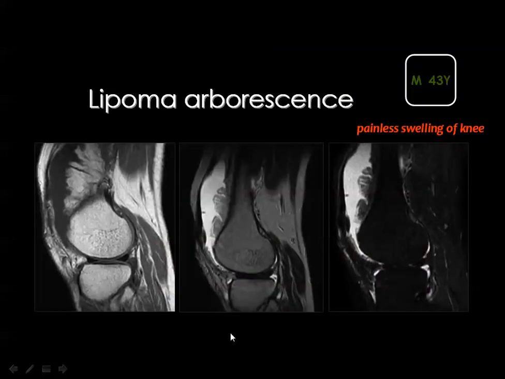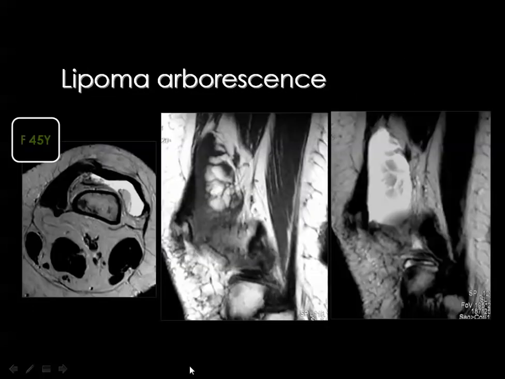This is a classic case of lipoma arborescens. You see the branching feature of the fatty mass, which follows the signal intensity of the subcutaneous fat as well as the bone marrow fat. Also, you see a significant amount of synovial fluid, which will be dark in the T1 and bright in the T2 and the STIR images.